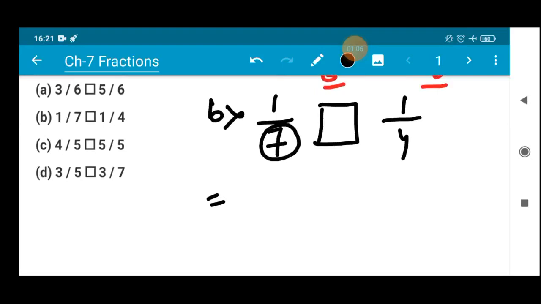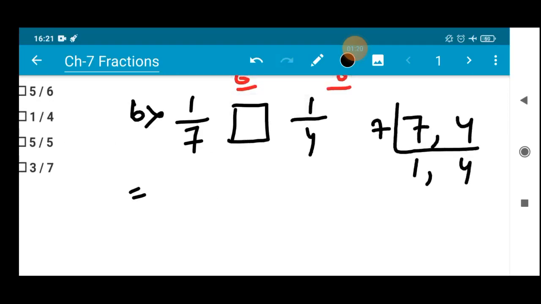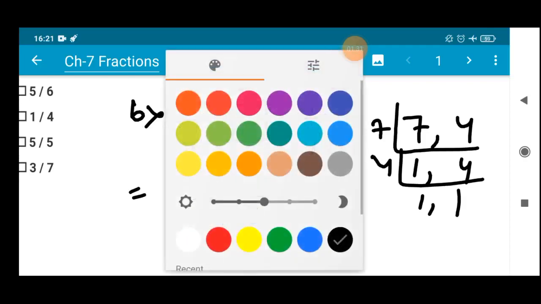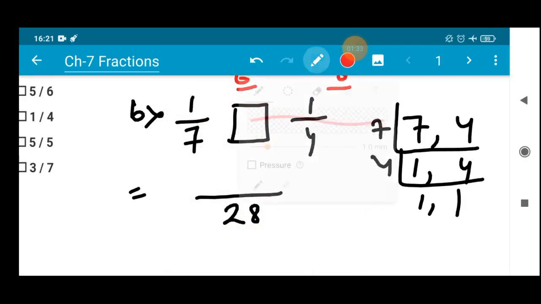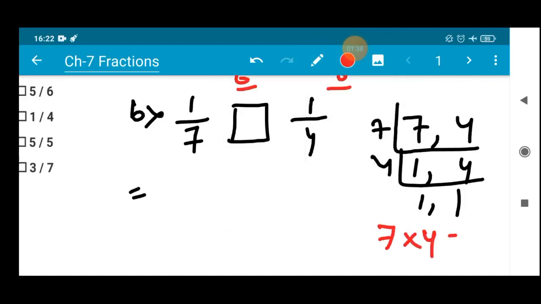Here you can easily see that the denominators are not the same. So in order to make them the same, we have to find the LCM of 7 and 4. So 7 ones are 7, 4 ones are 4. So 7 fours are 28, right? So we have to make 28 in both cases. In each fraction we have to make 28. So the LCM of 7 and 4 we got is 28.